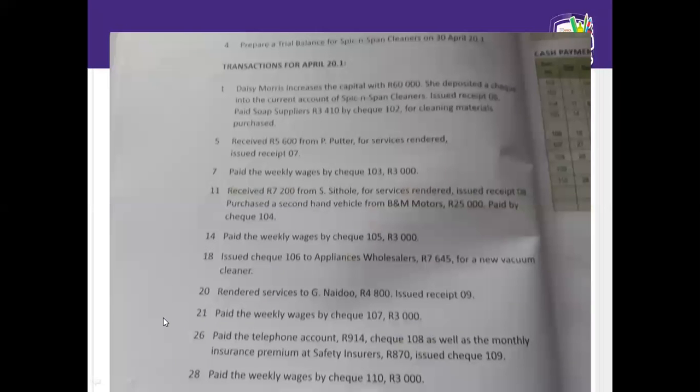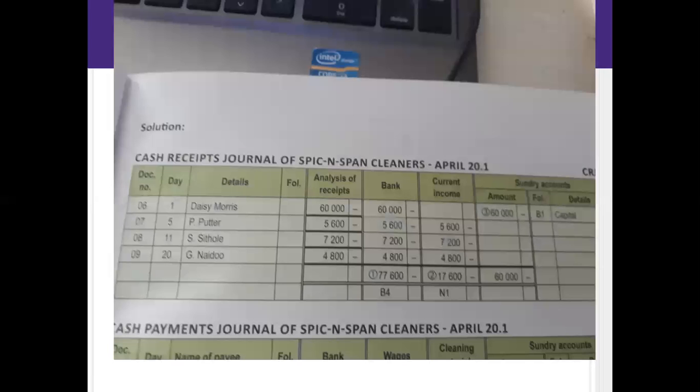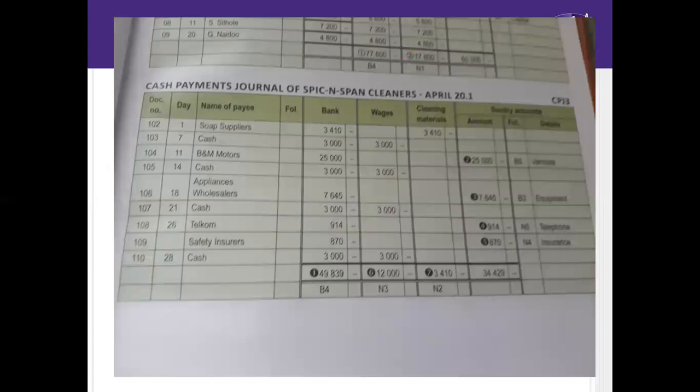Right, last transaction there on the 28th. Paid the weekly wages by check 110, 3,000 rand. So again, it's a wages transaction. Again, there's no name, so what must you remember? The word cash. For 3,000 rand, check 110. If you pay wages, it must go to the CPJ. So there you can see on the 28th, check 110. There was no name, so you write the word cash. 3,000 rand in bank, and 3,000 rand goes towards wages. There is a wages column, so then you write it in that specific column.